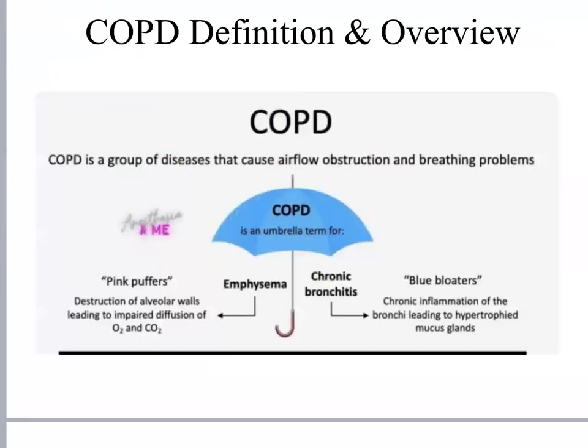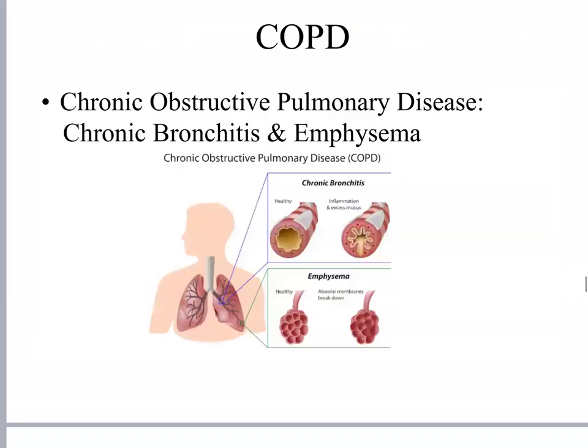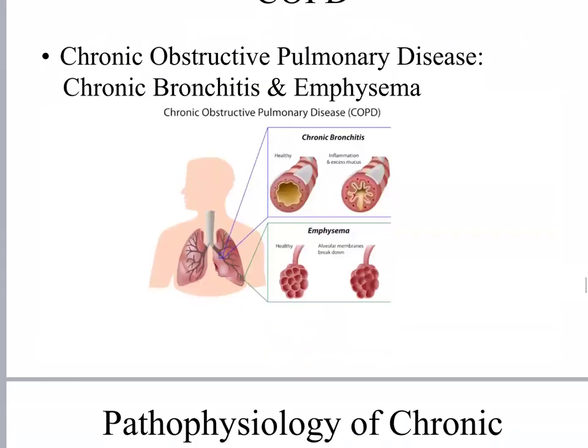So, COPD is a group of diseases that cause airflow obstruction and breathing problems. Under the COPD umbrella, we have emphysema and chronic bronchitis. And here are our little nicknames that'll make more sense later. Emphysema affects the alveoli, and chronic bronchitis affects the bronchi. Here's another little illustration, a side by side.